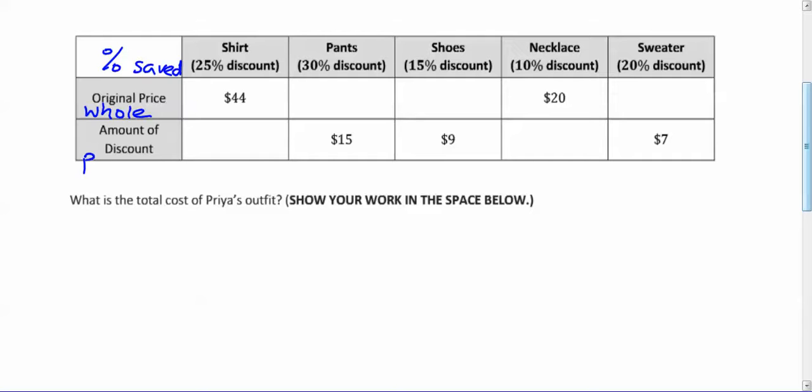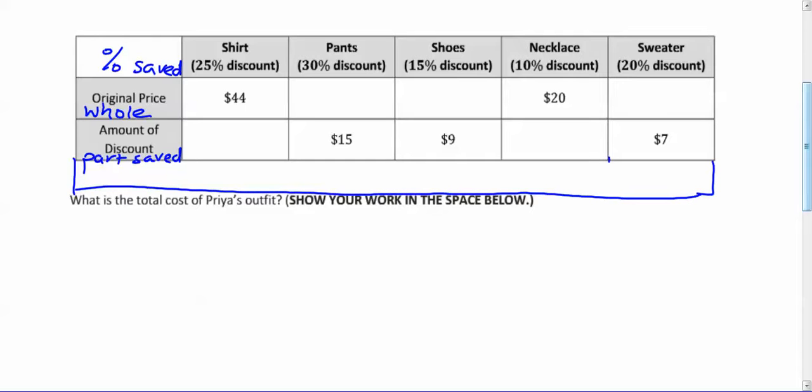Okay. Part saved. Okay, and then we have another row we're going to add to this, and we're going to call this the sale price. And this is going to be the part. If the discount amount is the part saved, that's what they'd be circling at Kohl's, right, in their red pen. That's the amount you saved. The sale price is the part that you are actually paying. Yep, good paying. So the part paid.